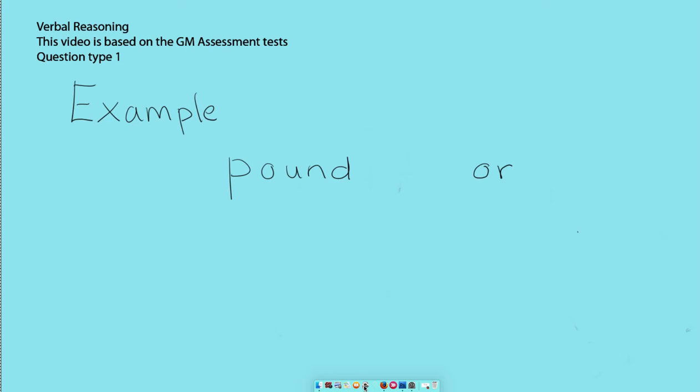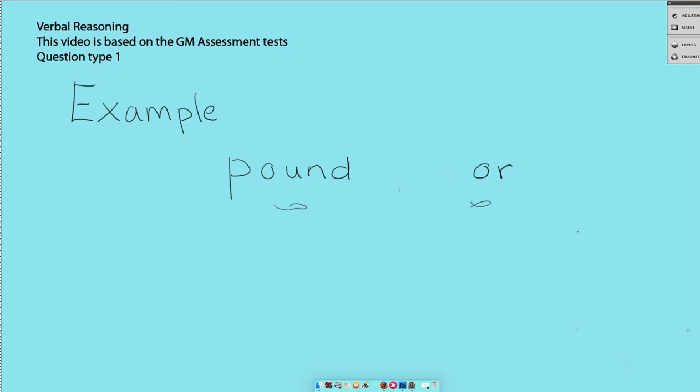This is question type 1, verbal reasoning. In these questions, one letter can be moved from the first word to the second word to make two new words. The letters must not be rearranged and both new words make sense. Find the letter that moves and mark it on the answer sheet.